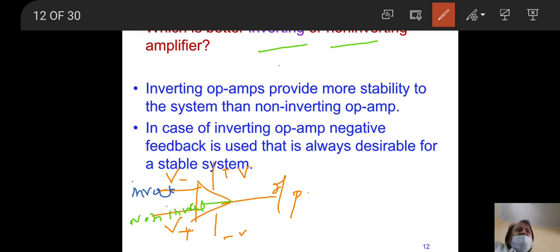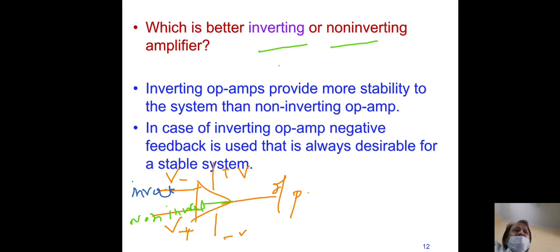So the amplifier here, the inverting op-amp, is considered. The inverting terminal of the op-amp provides stability. When you are applying the input to the inverting terminal, stable operation is carried out. Gain and output are also stable, with no variation in the output signals, as compared to the non-inverting op-amp. In the inverting op-amp, negative feedback is used, which is always desirable for a stable system.